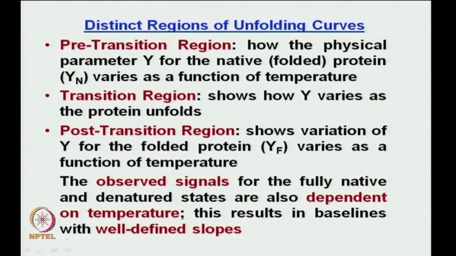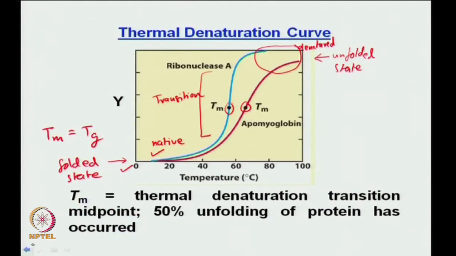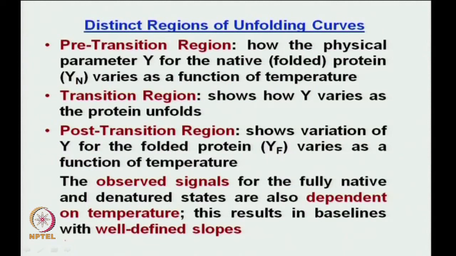Okay. So, there are 3 regions that we saw. One is the pre-transition region. What do you mean by the pre-transition region? If this is the transition, anything before the transition is a pre-transition. Now, what is the transition from? The transition is from the folded state to the unfolded state. So, pre-transition is essentially that belonging to the folded state, right. That is what it says: how the physical parameter y, the observable y, for the native folded protein varies as a function of temperature.